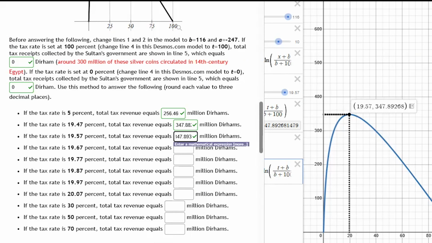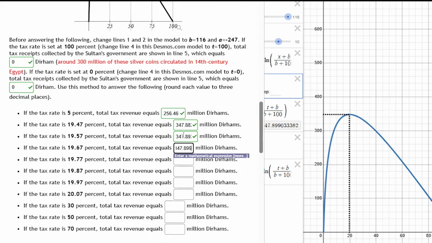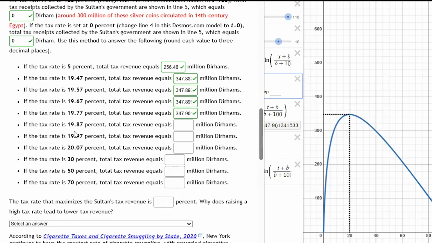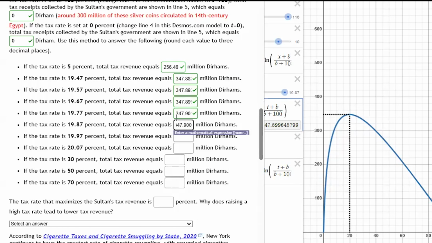What about 19.67? At 19.67, tax revenue is 347.899, higher than it was when the tax rate was 19.57. At 19.77, tax revenues are 347.901. I'll press enter to make sure these are correct. Then we have 19.87. It looks like tax revenues are starting to fall, 347.900. Looks like tax revenues reached a peak when the tax rate was 19.77. Now it looks like tax revenues are starting to fall.